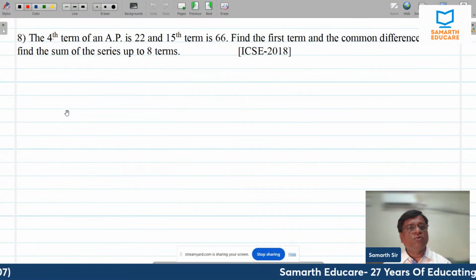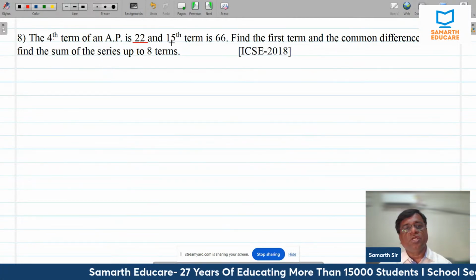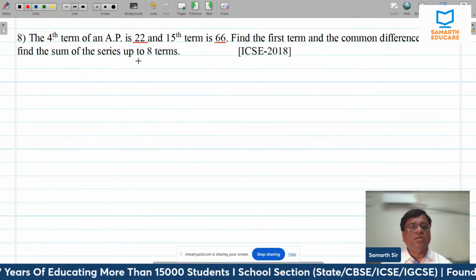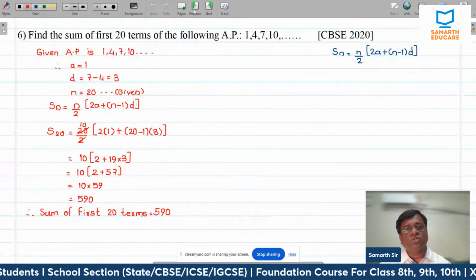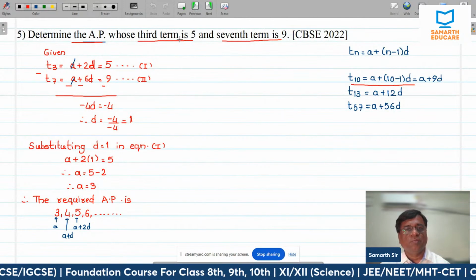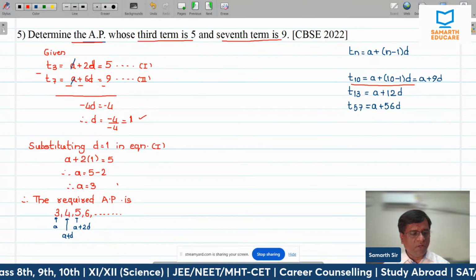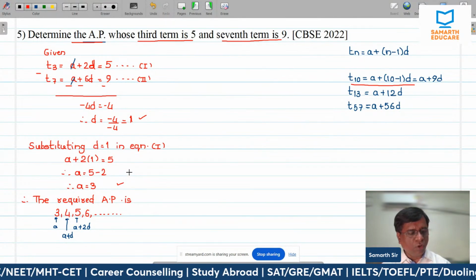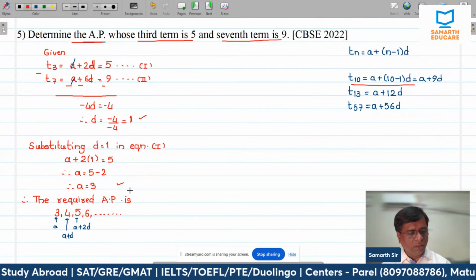The sum of fourth term and the fourth term of an AP is 22 and fifth term is 66. Find the first term, common difference, hence find the sum up to 8 terms. So if you look at this question, it is similar to this question. Here also, if you remember, we found the common difference, also we found out the value of a.